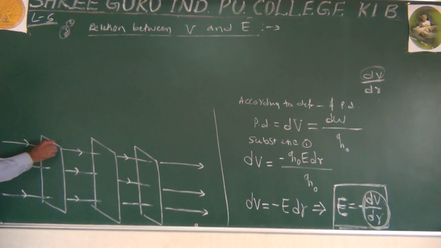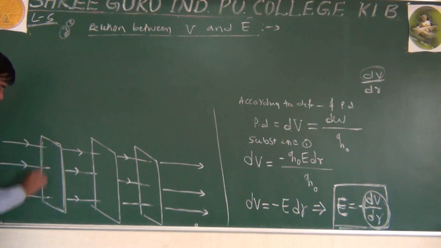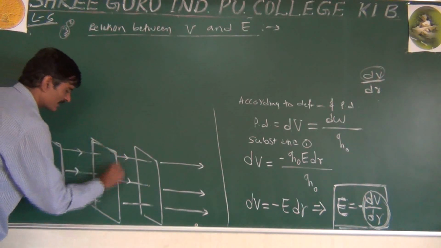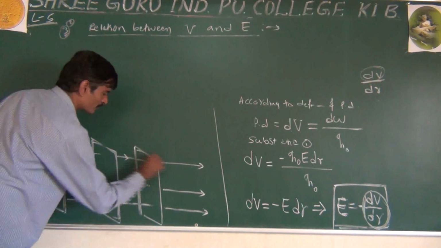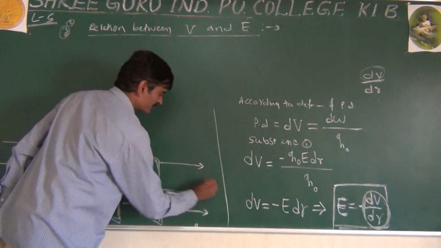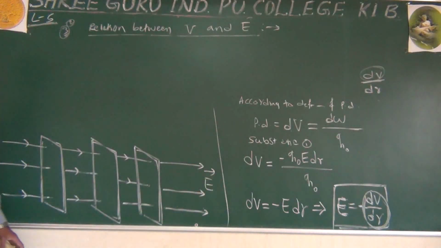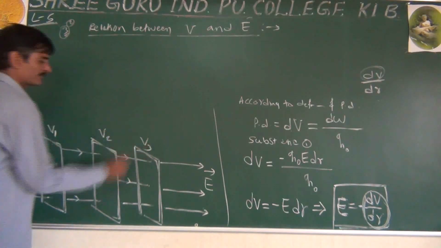So now this is an equipotential surface. This is also an equipotential surface. This is also an equipotential surface. And this is the direction of the electric field. This is the direction of the electric field. This is V1, this is V2, this is V3.